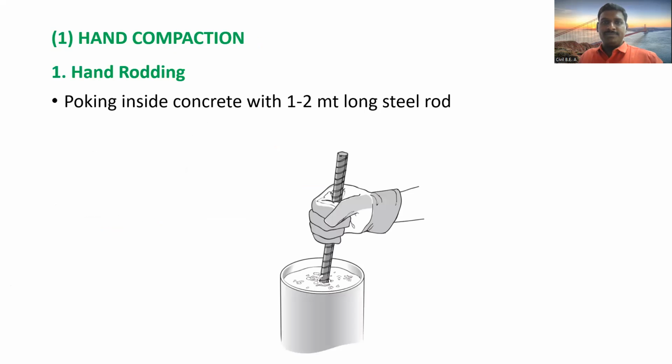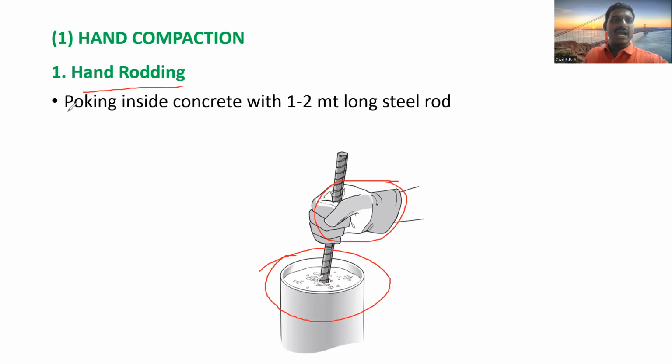the hand compaction. If you see the picture here, one of the column or circular components is there, and the concrete is placed into it. Here the person has a steel rod in his hand, and he is compacting with that rod. So hand compaction is hand rodding: poking inside the concrete with a 1 to 2 meter long steel rod.